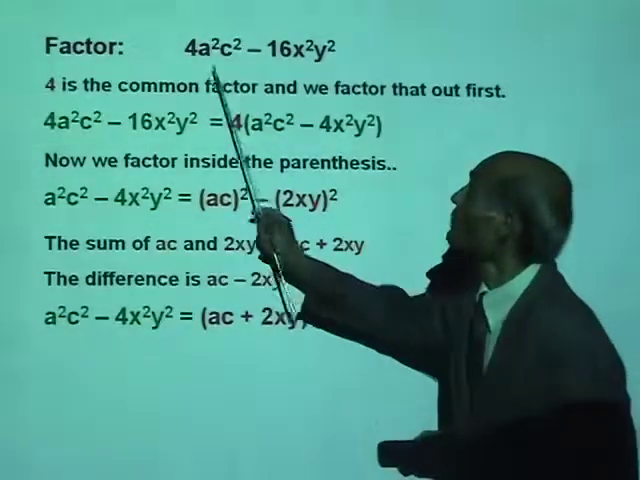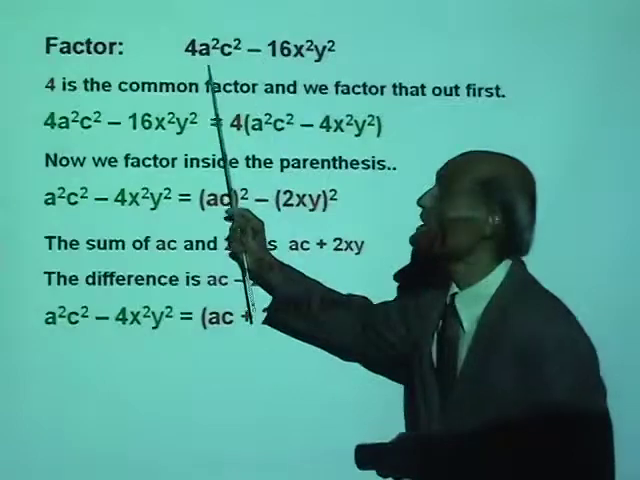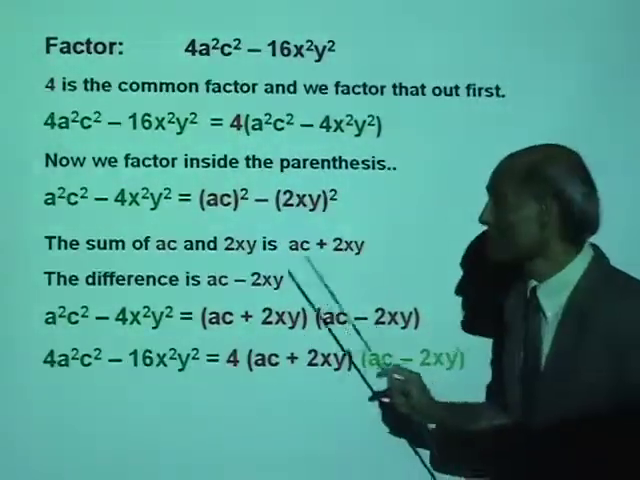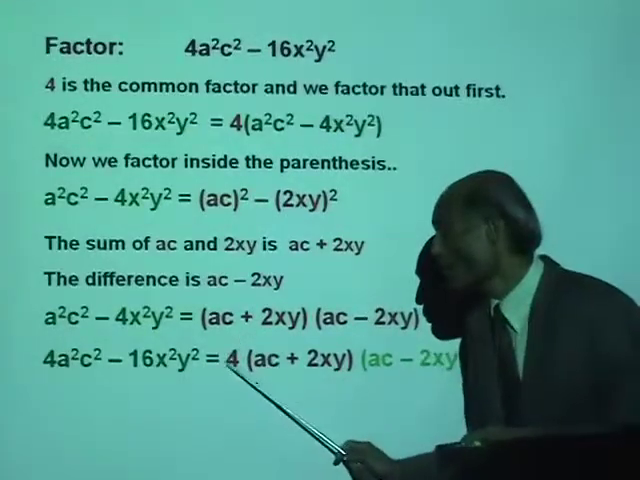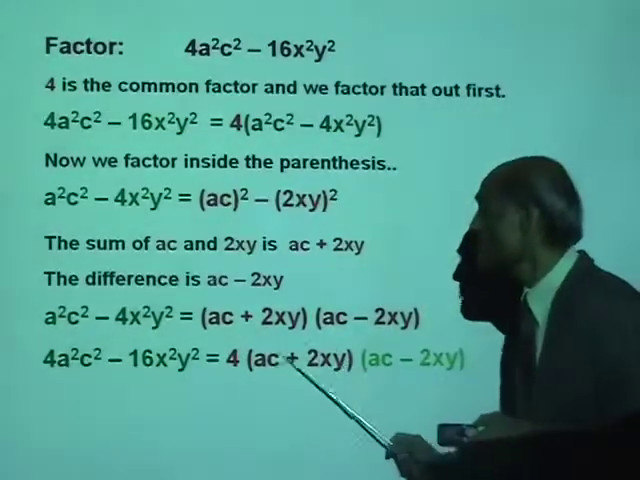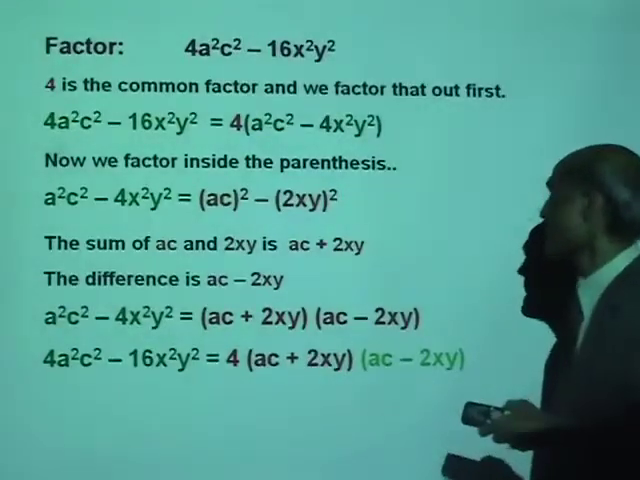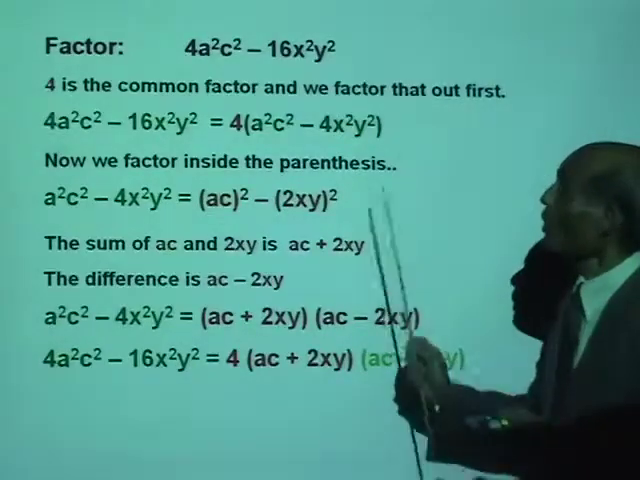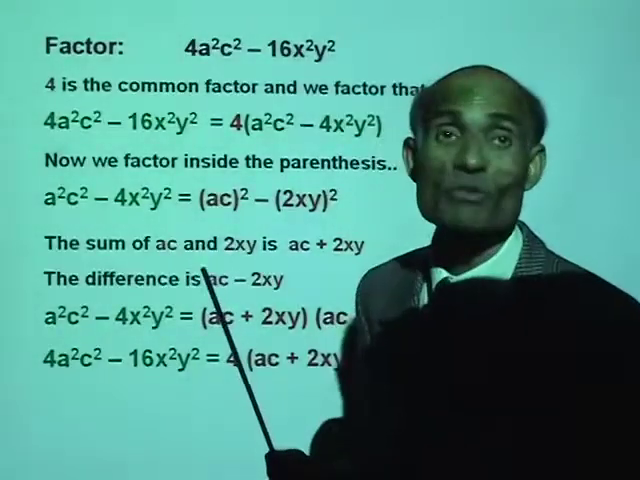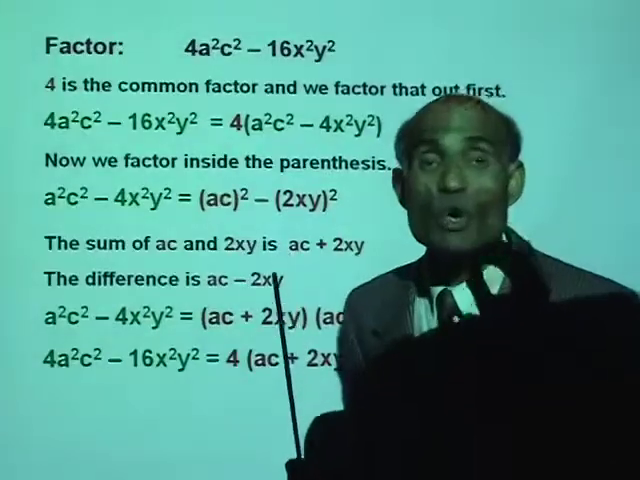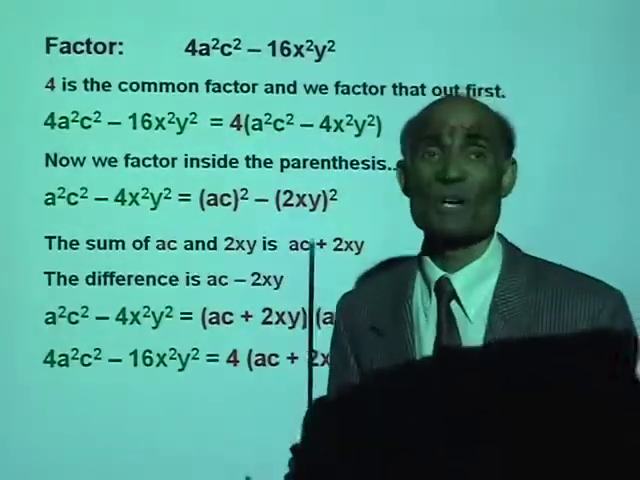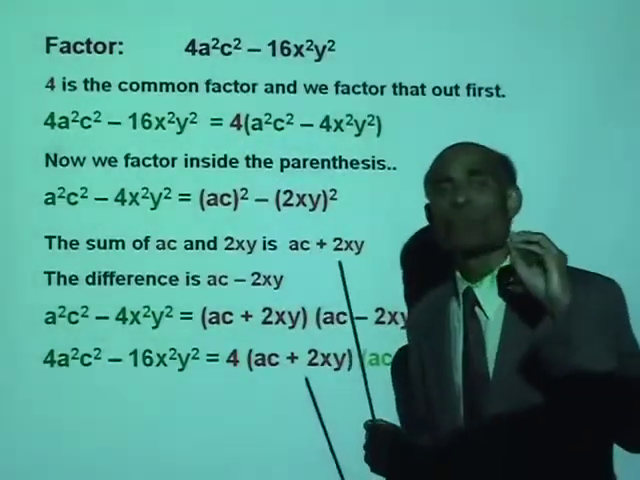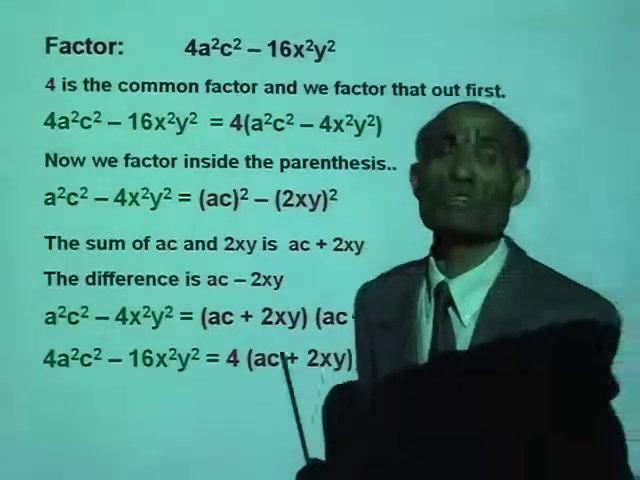And therefore, what are the factors of this complete term? We have a 4 that is factored out. So the complete factors are 4 times ac plus 2xy times ac minus 2xy. Okay, so always remember the golden rule of factoring is look for common factors. Pull out the common factor first before we proceed with using any other factoring rules.